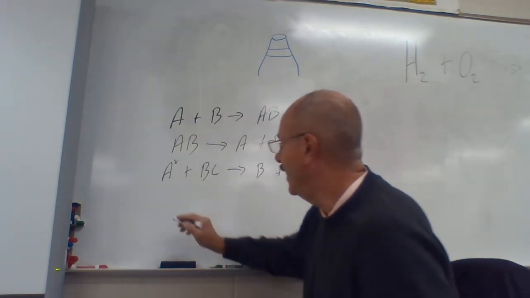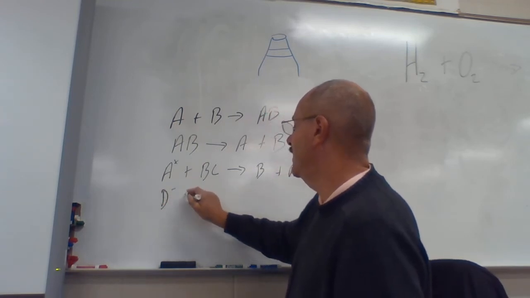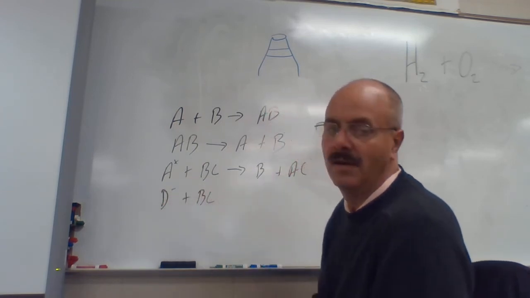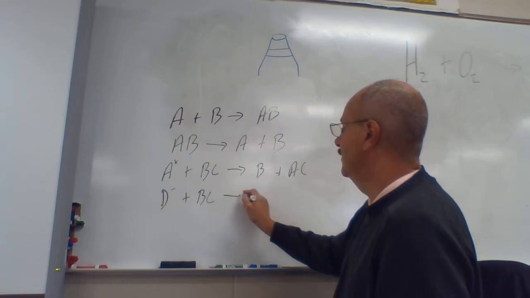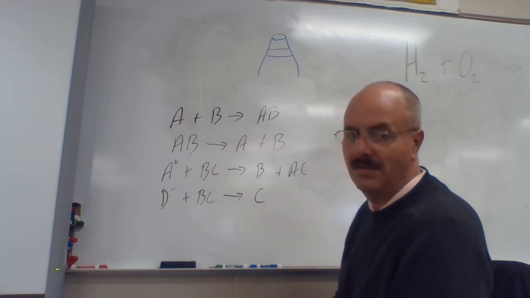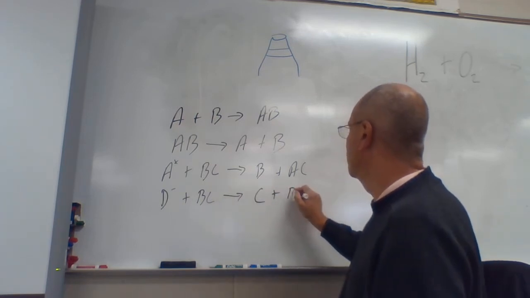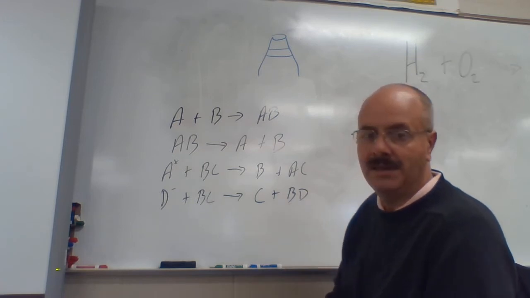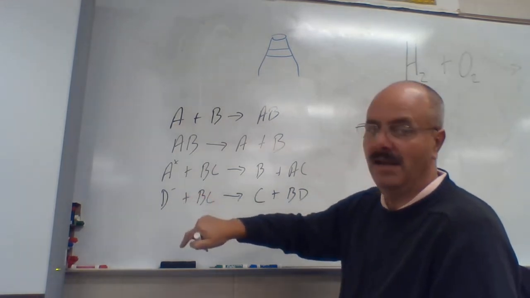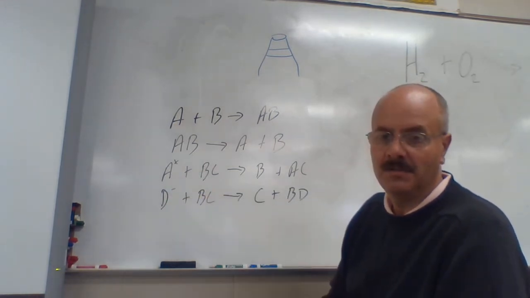Now we can have D, which is negative, combined with BC. And now which one's he going to kick off? Well, he's going to kick off the negative one. So the C is going to end up all by itself, plus we're going to get B joined up with D. Remember, this is only because it's negative. This is because he's positive.